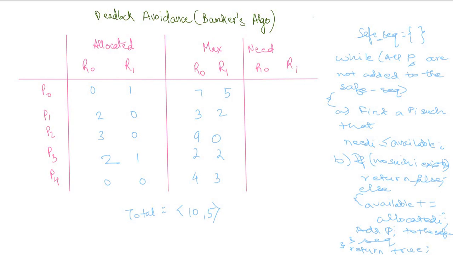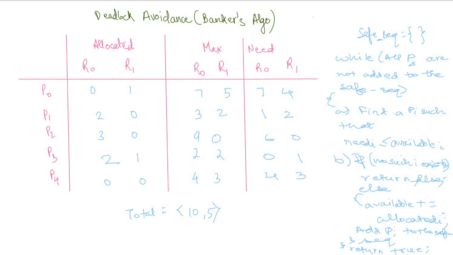Now in the need matrix we calculate the number of resources that each process can still need. From here we get 7 minus 0 is 7, 5 minus 1 is 4. Then we'll have 3 minus 2 is 1 and 2 minus 0 is 2. Then 9 minus 3 is 6 and 0 minus 0 is 0. Then 2 minus 2 is 0 and 2 minus 1 is 1, and here 4 and 3. So this is the need matrix here.